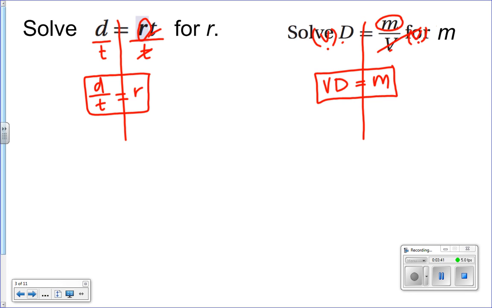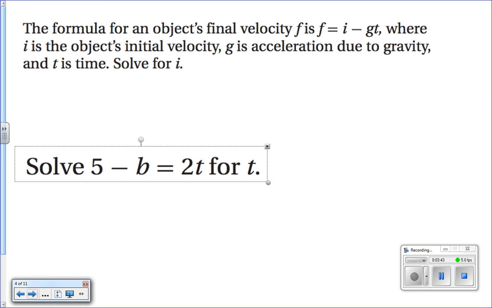Okay, so let's see some more examples. It gets a little bit more intense, but not too bad. So looking at the top here, it says the formula for an object's final velocity, F, is F equals I minus gt, where I is the object's initial velocity, and so on. This is a whole lot of extra information when all they're wanting us to do is take this equation, and then right here it says solve for I.